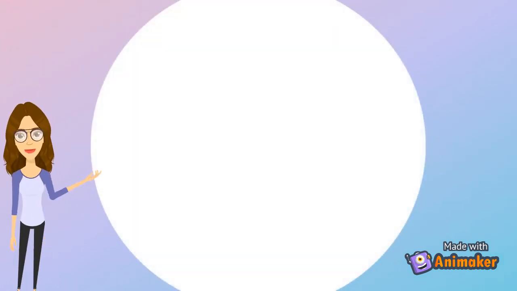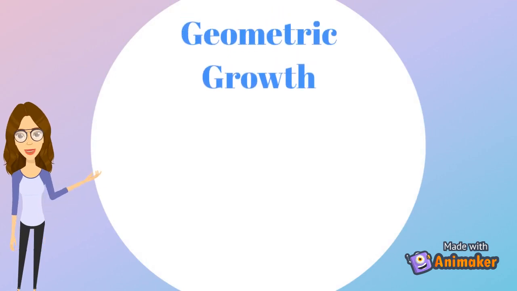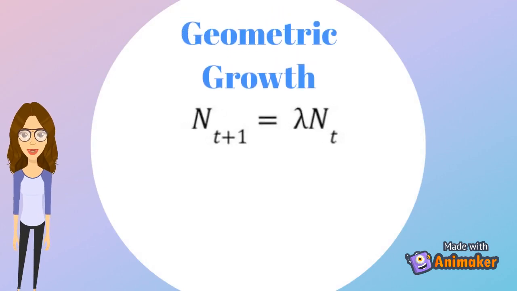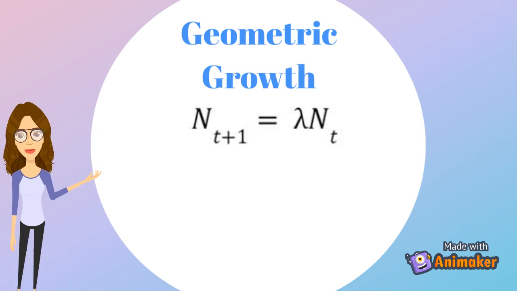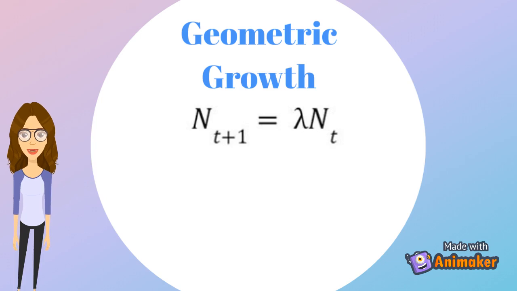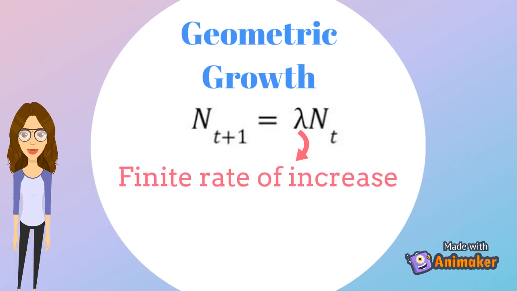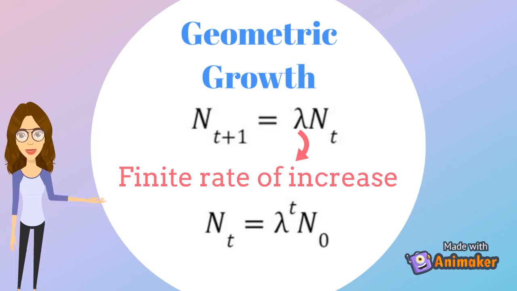The first model I will be discussing is geometric growth. Geometric growth can be written as n sub t plus 1 equals lambda times n sub t, where n is the number of individuals in the population and t is the time or generation that the population is in, and lambda is the finite rate of increase of this population. This can also be written as n sub t equals lambda raised to the power t times n naught, where n naught is the initial population.